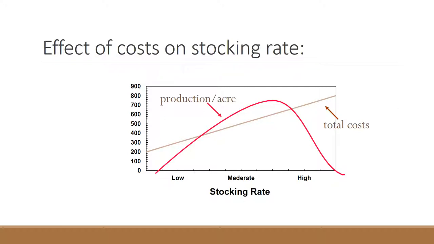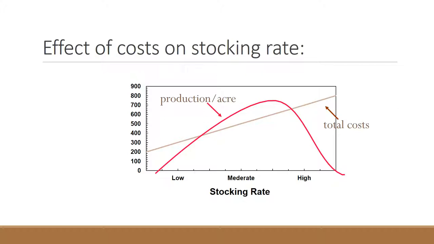And then you have your costs. If you get low stocking rates, you don't have enough animals on the land to really have high production per acre. Your costs are fairly low, but you're not meeting the costs. And then there's a point where that red line crosses the brown line, and now you're having more production per acre than you're having cost per acre. So again, this is kind of hypothetical, but there's some point at which you're going to have production per acre increasing at a rate greater than the cost per acre.